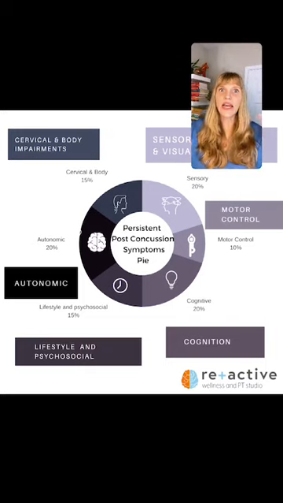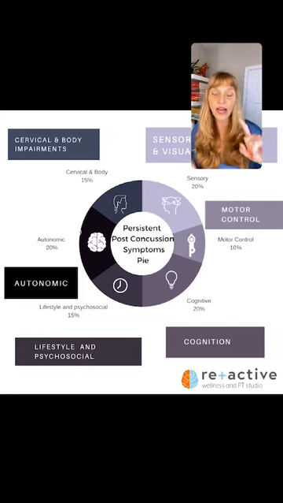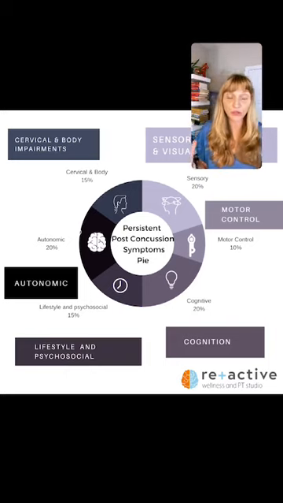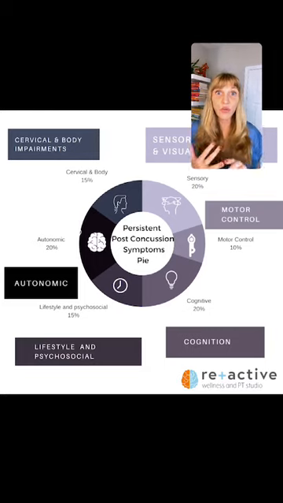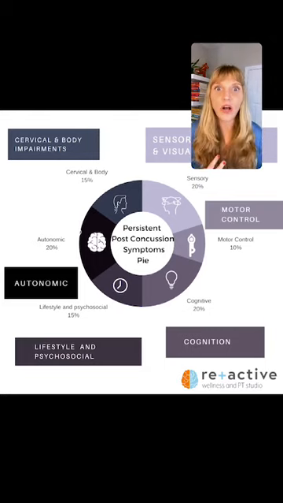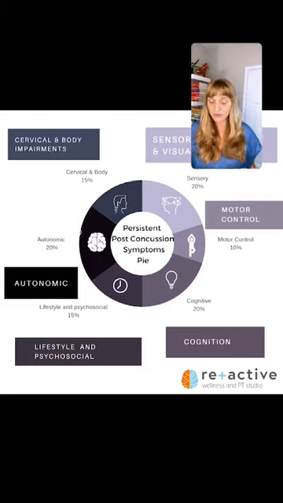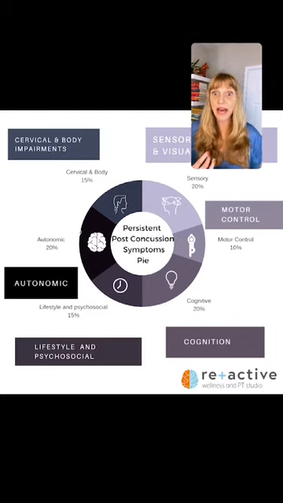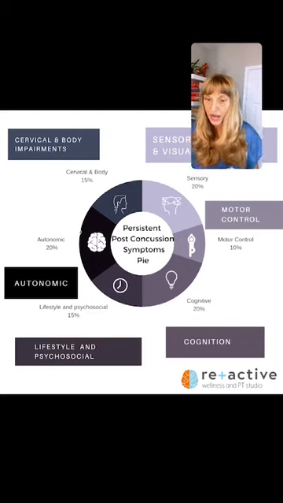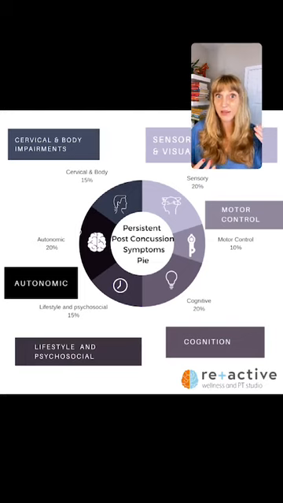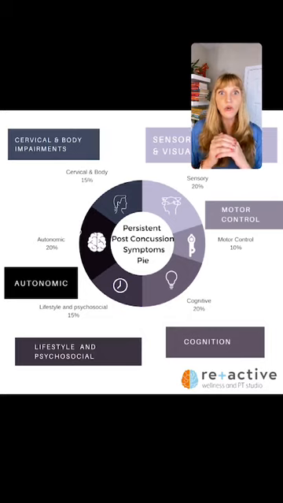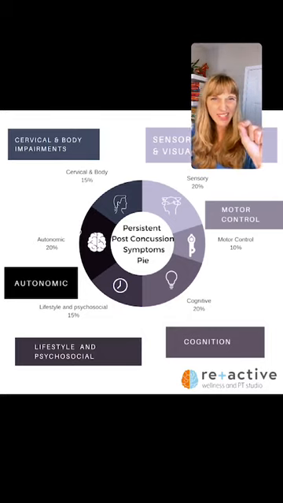Sensory. So sensory is huge. I know in this particular pie chart, it only says 20%, but it's huge. And vestibular visual are big parts of it, but that's not all. We have other sensory systems, right? So how about somatosensation and proprioception? And what about hearing and taste and smell? All can be disrupted with a brain injury. And so that's why there's a little plus sign on that.